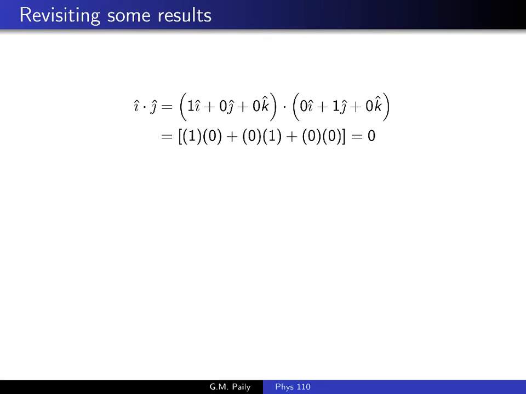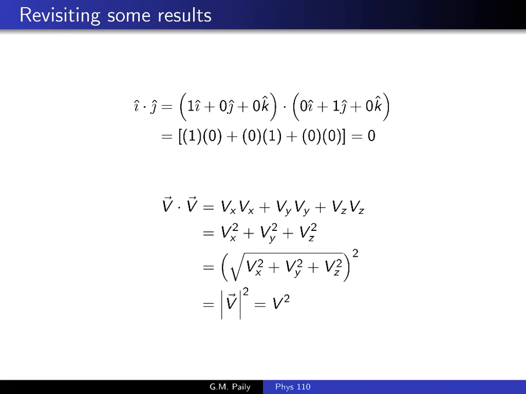We will revisit some of the results we derived earlier, but now using the new formula. We can write i dot j as 1 i hat plus 0 j hat plus 0 k hat, dot product with 0 i hat plus 1 j hat plus 0 k hat. And the result we see is 1 times 0 plus 0 times 1 plus 0 times 0, which gives us 0, which is the same result we got before.